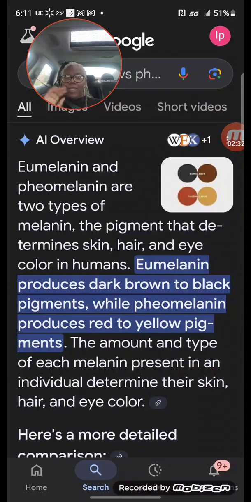Okay, so it says here that the amount and type of each melanin present in an individual determines their skin and hair. So as I said, the amount, we can look at this as a percentage. However, they want us to just stay on the surface. This is all they want us to know about this. That's it. But as I said in previous videos, the Most High led me to go deeper, because this is going to bring us to a place to understand that how we are considered chosen is by being the descendants of the originals.